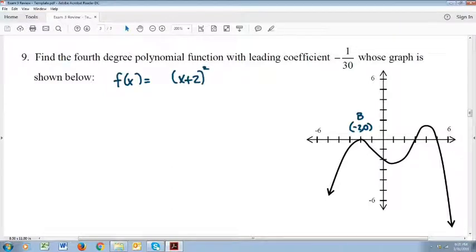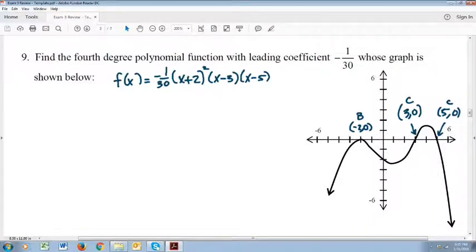And then we've got two other x-intercepts, one at 3 and one at 5. At 3, 0, we do cross, so that's going to have a degree that's odd, and we'll just use 1 there. So x minus 3 is a factor, and then x minus 5 is also going to be a factor. And notice this is going to be a 4th degree polynomial if we add 1 plus 1 plus 2. And then negative 1/30 is our leading coefficient, so that just goes in front.